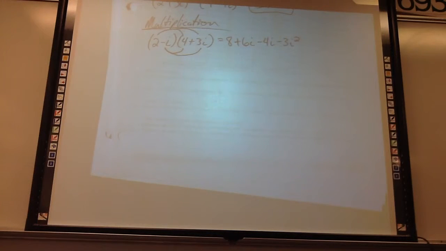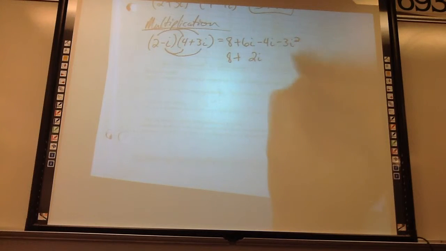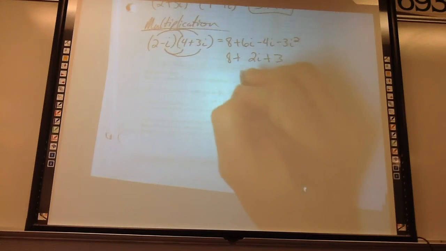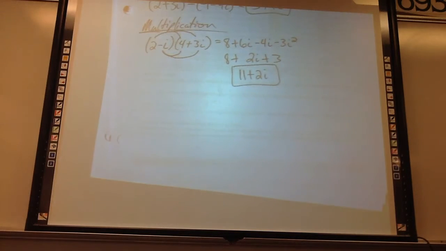Well, now we got to combine like terms. This is 2i. You still got the 8 chilling there. But what's i squared? It's negative 1, isn't it? So negative 1 times negative 3 is positive 3. So your final answer is 11 plus 2i. You should never have an i squared in your answer. It's always just a plus bi, a real part plus an imaginary part. i squared is negative 1, so you just change it.